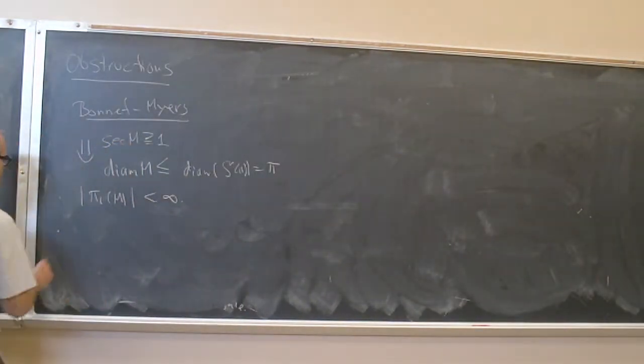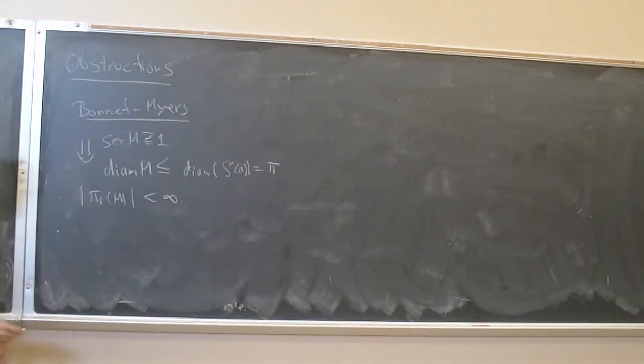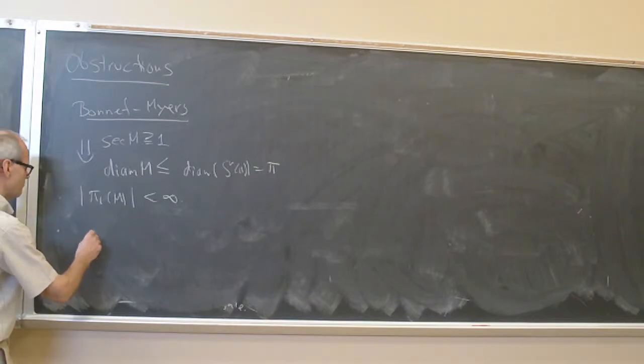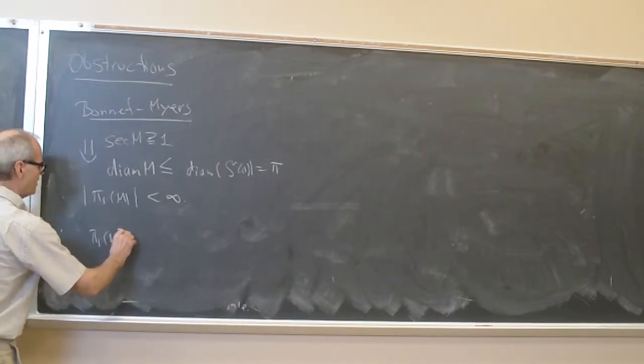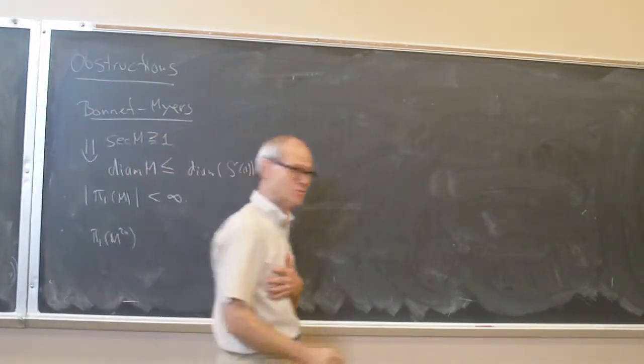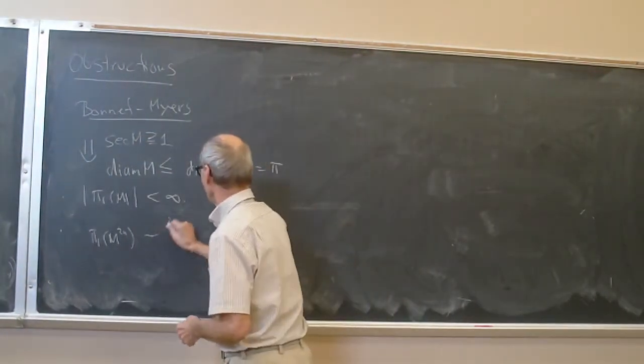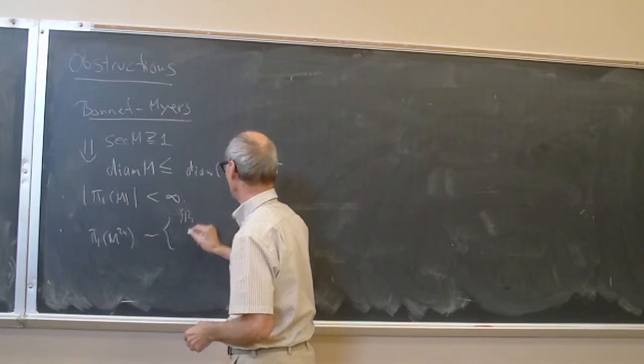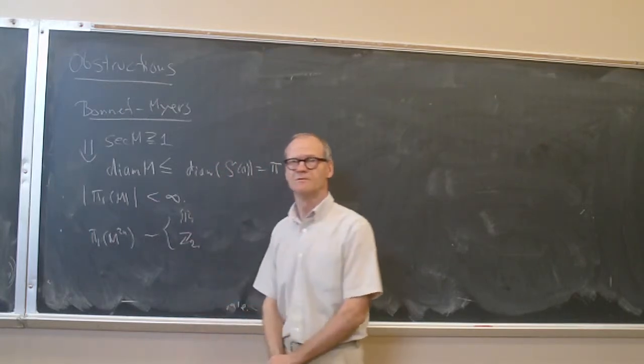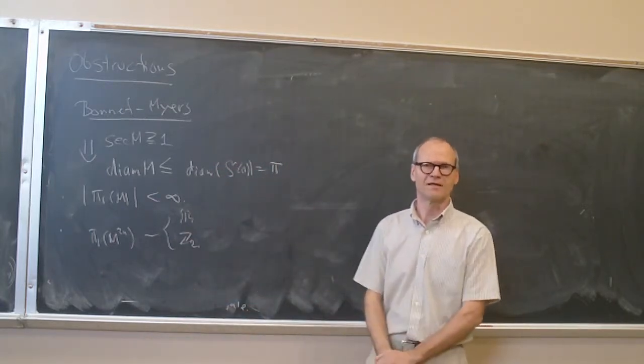Now another one: you can say a little bit more if the dimension is even. Well, actually say a lot more if it's even. Look at the fundamental group of an even-dimensional manifold of positive curvature. You know what it is, actually, because this is either trivial or Z mod 2. So there you know completely what it is.